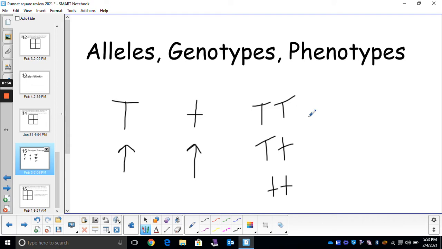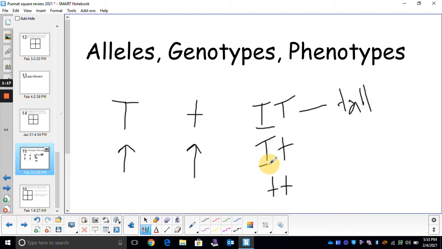Phenotypes are the physical appearance from your genotype. For example, in pea plants, tall was a dominant trait. So if you have the tall allele, you would be a tall plant. Now, the heterozygous genotype has one dominant allele and one recessive allele.